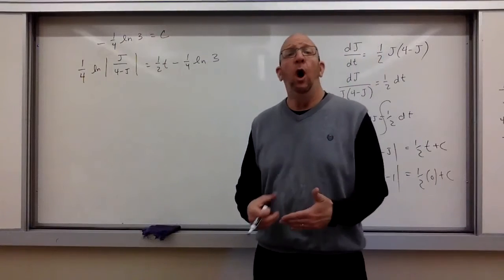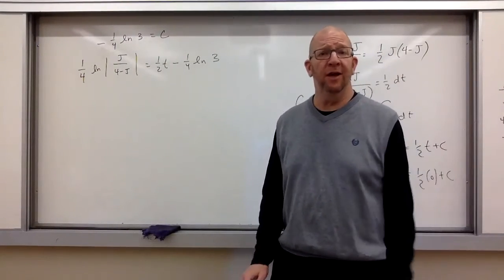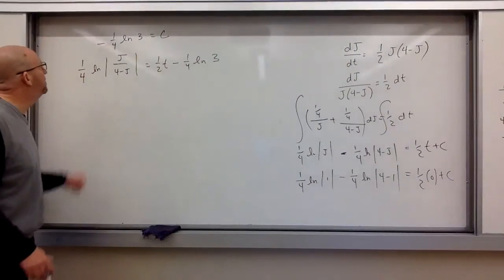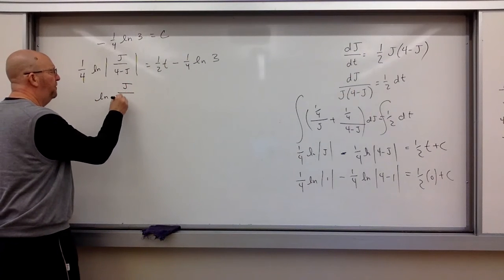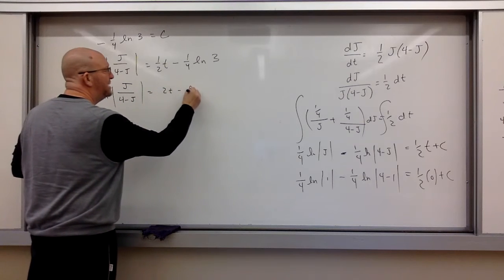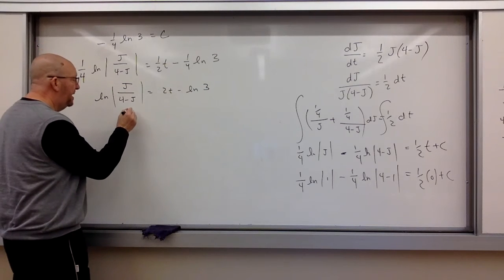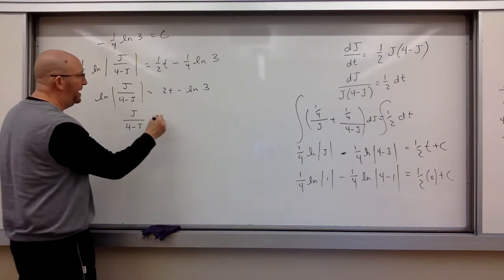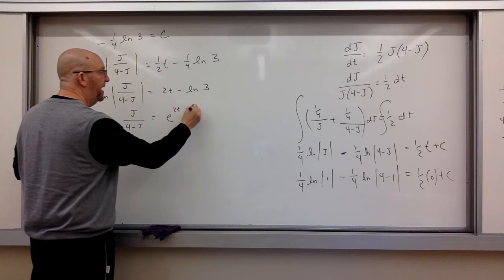It's like saying, well, all you have to do is do a head gasket job on your 2005 Subaru Outback. No problem. All right, so here we go. Multiply through by 4. Natural log of j over 4 minus j, still absolute value, equals 2t minus natural log 3. Now at this point, we can, that's right, put this in exponent form. Now, again, e to the whatever is always positive, so I can get rid of those absolute value signs.